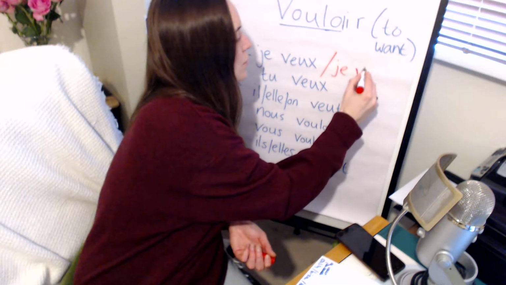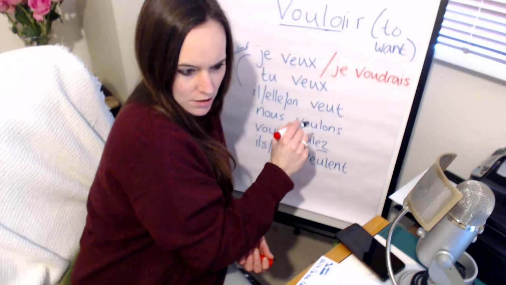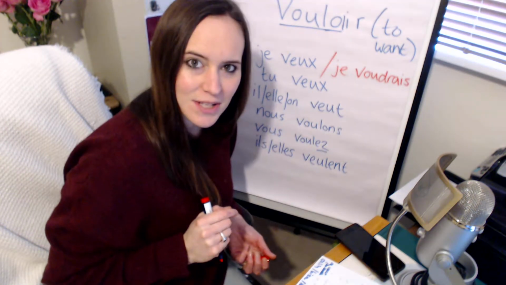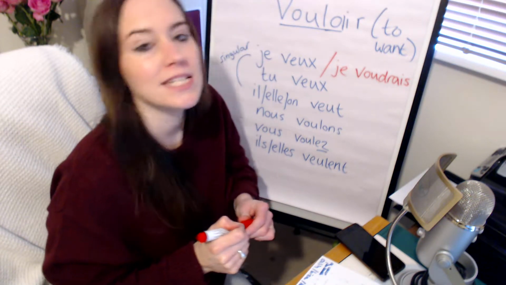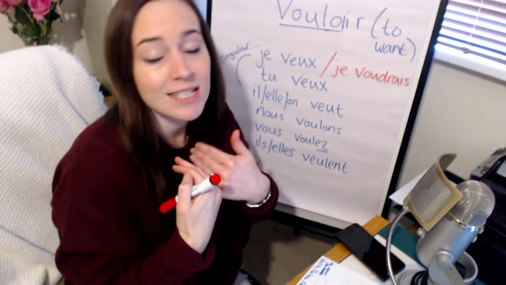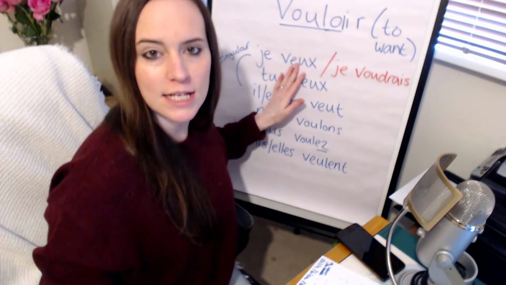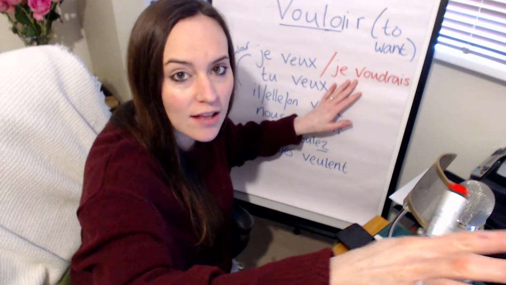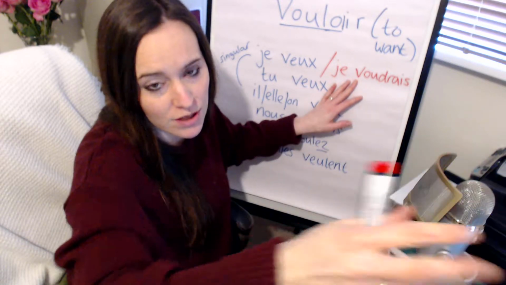So, je voudrais. Let me make sure you can see that. Je voudrais. Now, that sounds familiar, doesn't it? That sounds familiar because it's telling someone I would like, as opposed to I want this. I would like that. So you're not assuming you can get it, but you're asking politely. You really would like it, but you're just asking politely.